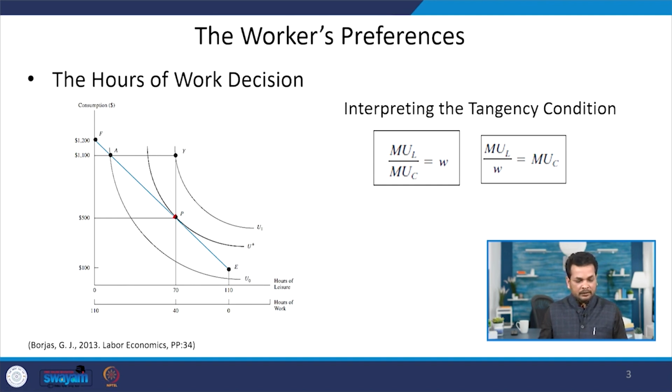At point P, the worker chooses $500 of consumption and 40 hours of work in the labor market. So, as compared to point Y, which is not attainable, and a point at a lower utility, point P is the best solution for him.